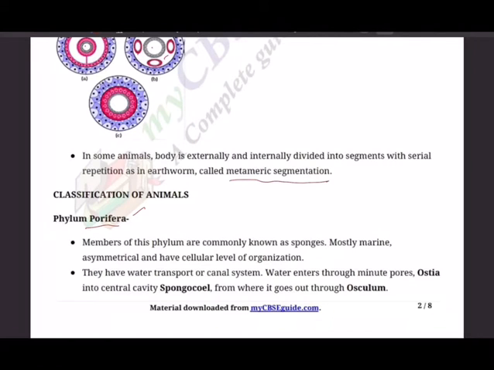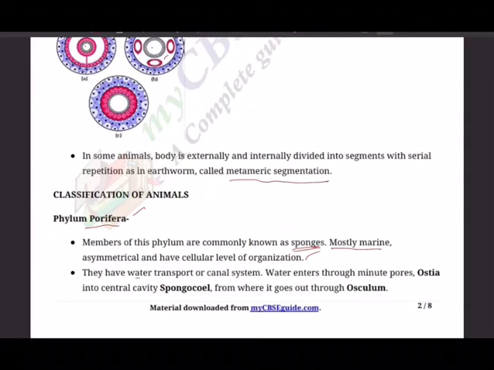Members of this are commonly known as sponges. You know, when you are sitting on your sofa set, on your chair, it is very, very soft. That softness is because of the sponge that is inserted there. And remember, this is not a plant. Sponges are animals, and these are marine animals. Asymmetrical, they are shapeless and have a cellular level of organization. No tissue formed. That's why it is kept in the first phylum.